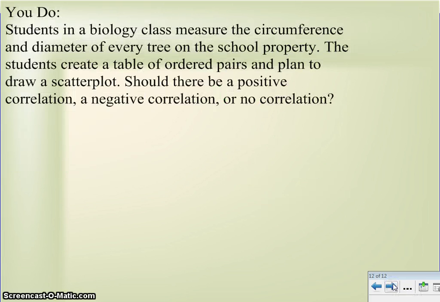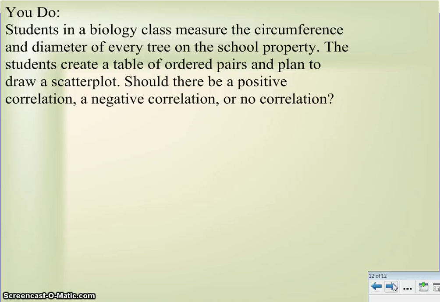All right, finally, students in a biology class measure the circumference and diameter of every tree on the school property. They create a table of ordered pairs and plan to draw a scatter plot. Should there be a positive correlation or no correlation?